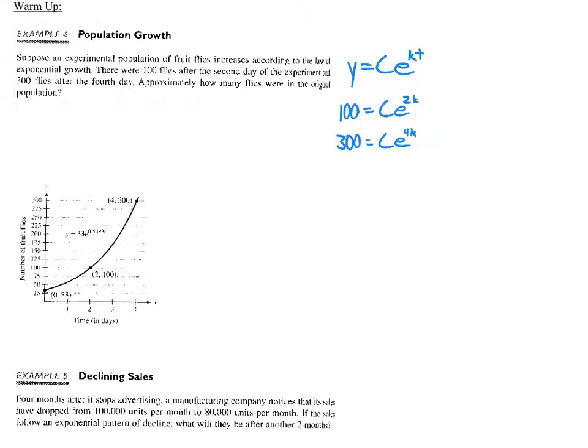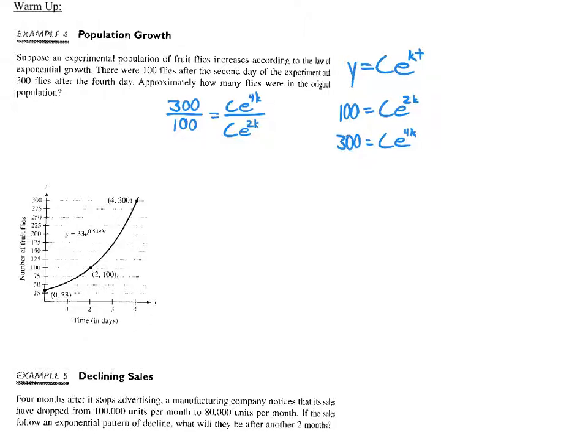Divide. Okay. If we divide, put these in a ratio, in a proportion, 300 over 100 is going to equal Ce to the 4k over Ce to the 2k. By the way, if you put the bigger one on top, or the one that has the higher power on top, then notice we're going to reduce this fraction and we'll end up with a positive value. It's a little thing, but just one less thing to mess up if we get negative exponents.